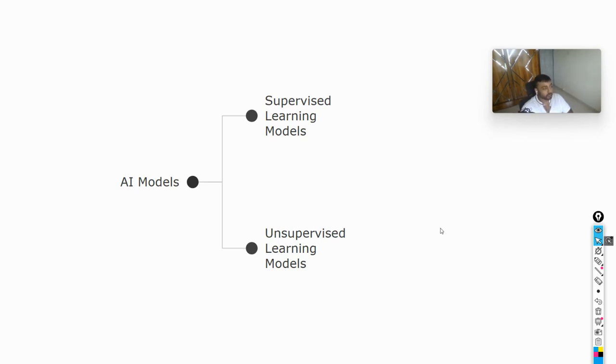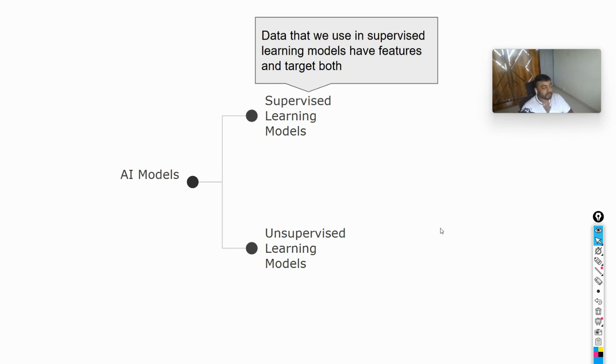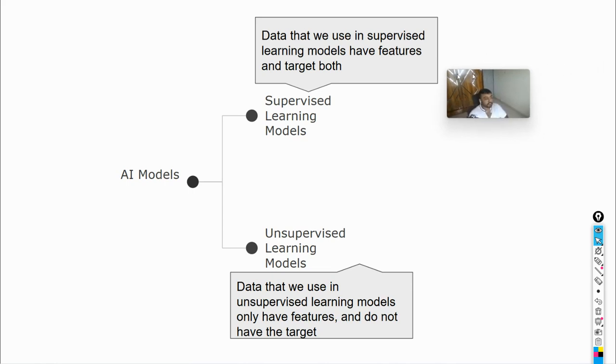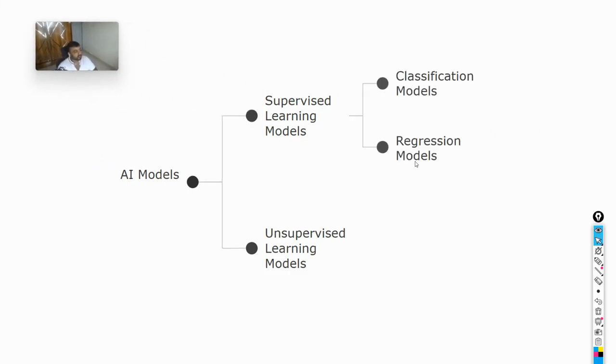Well, in case of a supervised learning model, the data that I am using has features and target both. Whereas in case of an unsupervised learning model, the data that I am using only has features, it does not have target. Now, supervised learning models are further divided into two types. First is classification, second is regression.